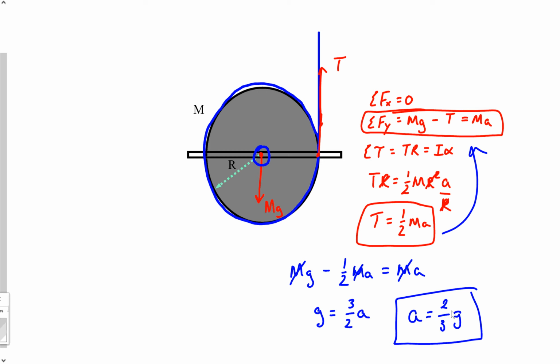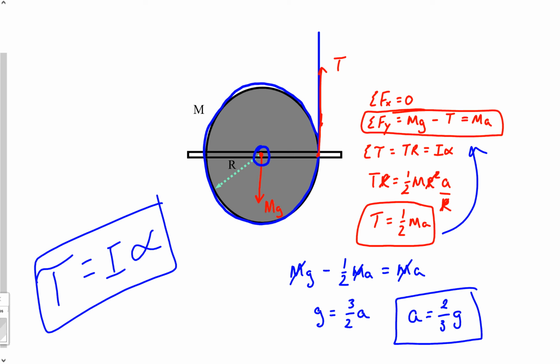Now let's see if it makes sense. It's got to be less than gravity, because gravity would be free fall, and we do have something holding it back, so there's got to be some form of resistance here. So anyway, there is the solution to our problem. I'm glad that you now know torque is equal to I alpha. I feel quite sure I drove it into the ground at this point.